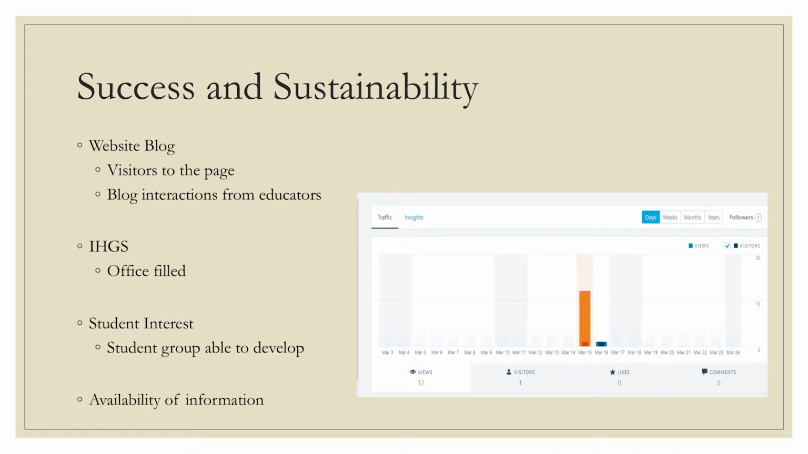You can measure success by looking at the website blog and seeing how many visitors there are to the page. You can also measure success by looking at the blog interactions from educators. For example, you can look at the comments and see if educators are actually interacting and commenting on the posts. And for the Institute for Holocaust and Genocide Studies, that office is filled, and so there's continuity.